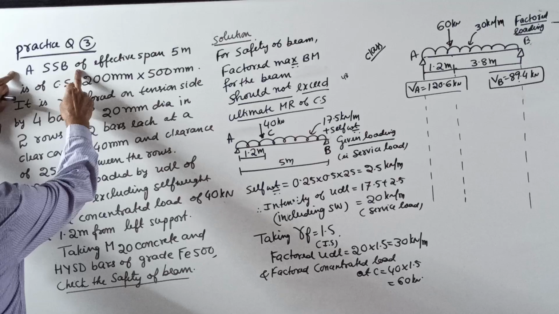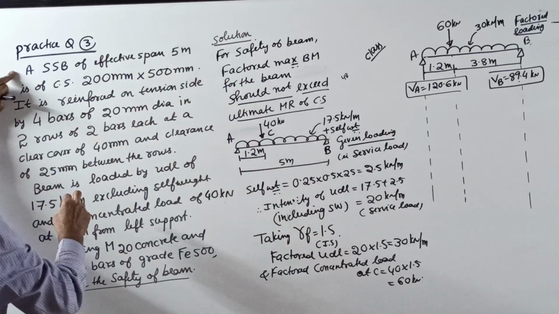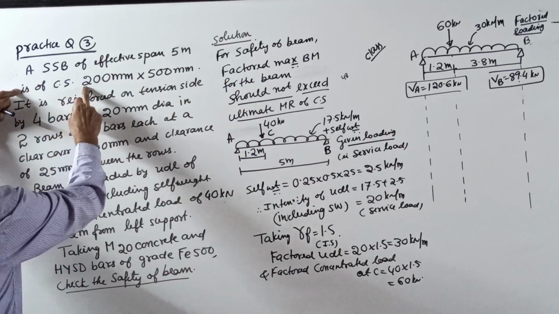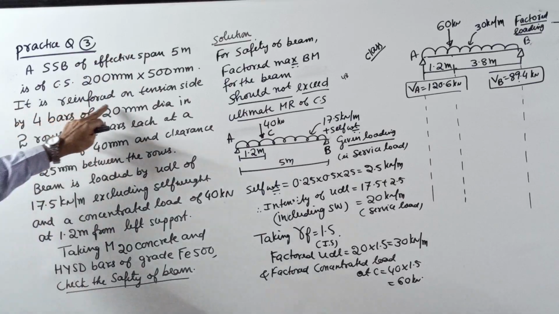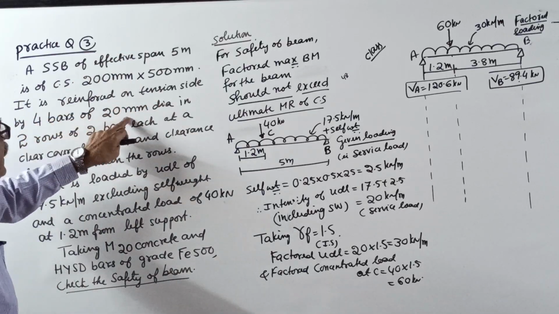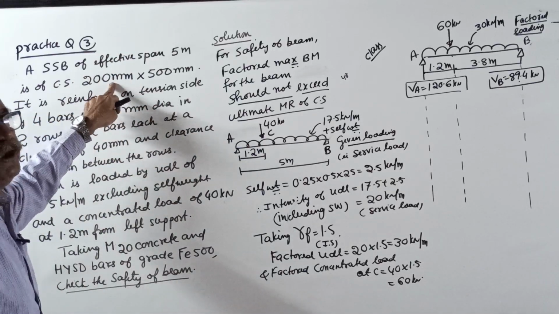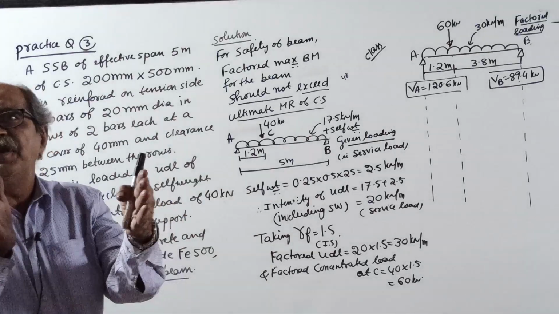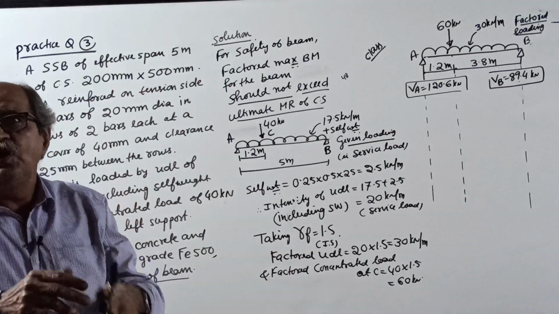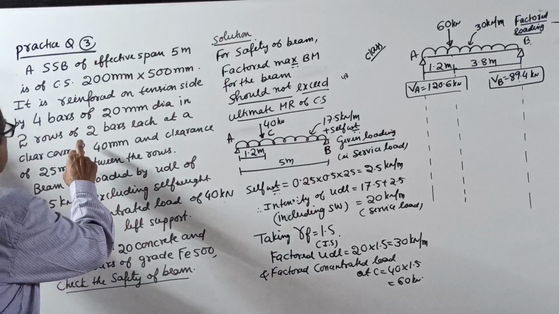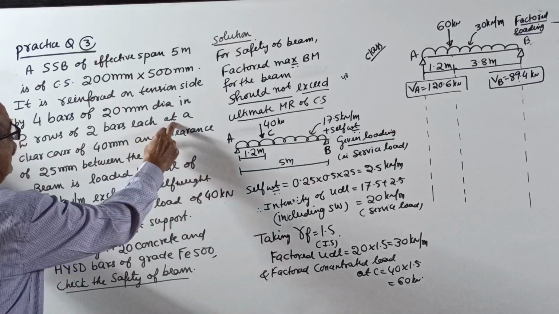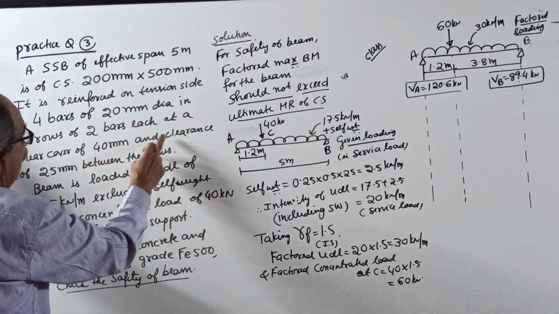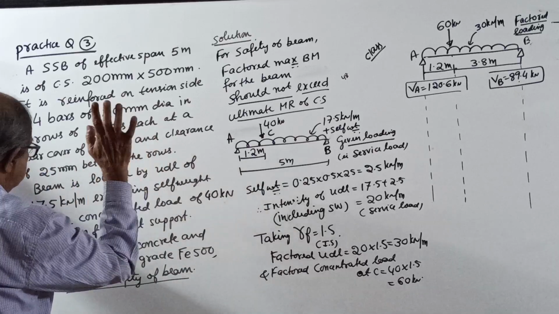A simply supported beam of effective span 5 meter is of cross section 200 by 500. Tension reinforcement consists of 4 bars of 20 mm. See, beam width is only 200. In 200 width, 4 bars cannot be placed in one row. So I placed them in 2 rows of 2 bars each, at a clear cover of 40 mm and a clearance of 25. This I will tell you.